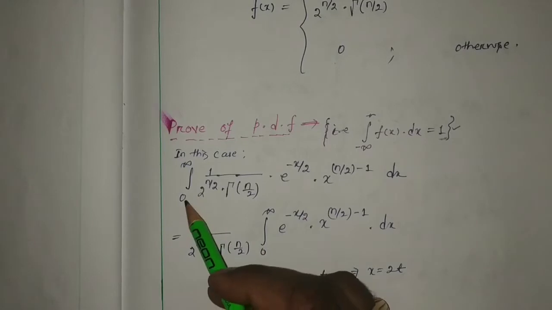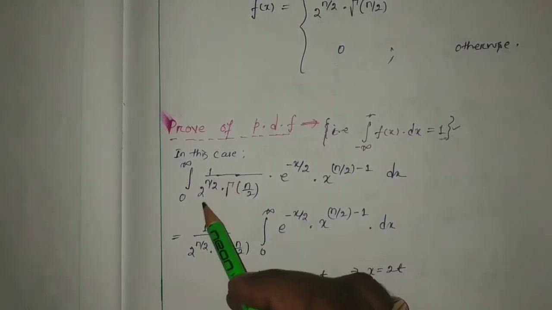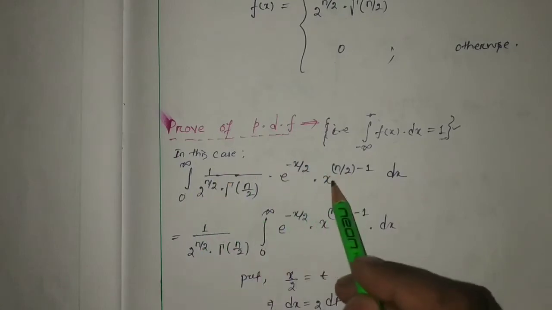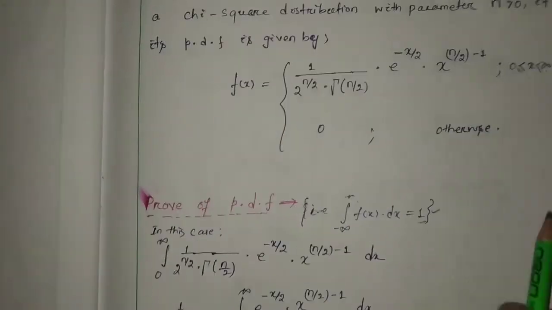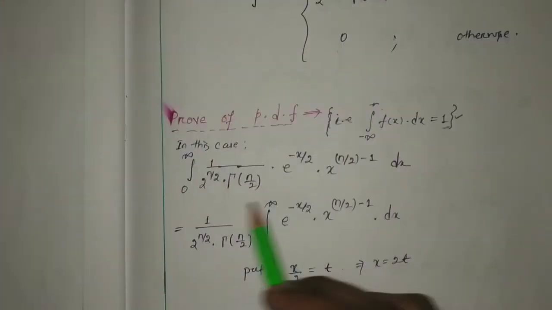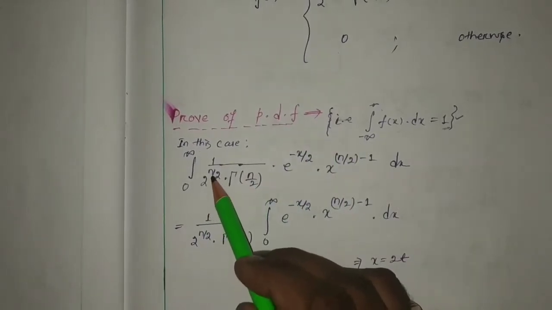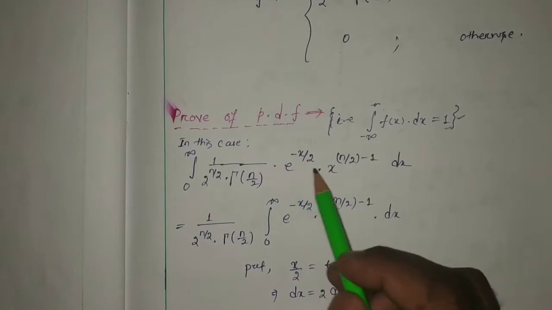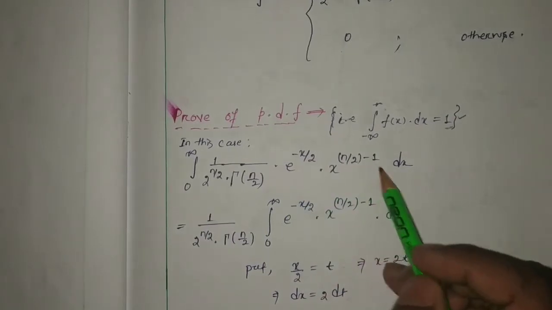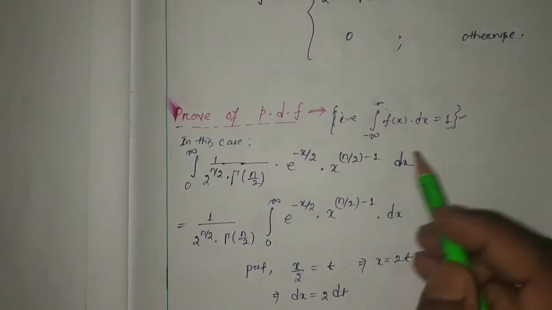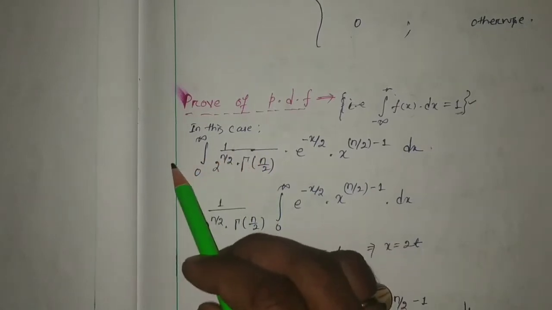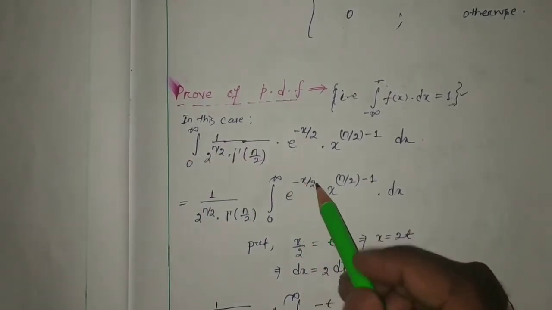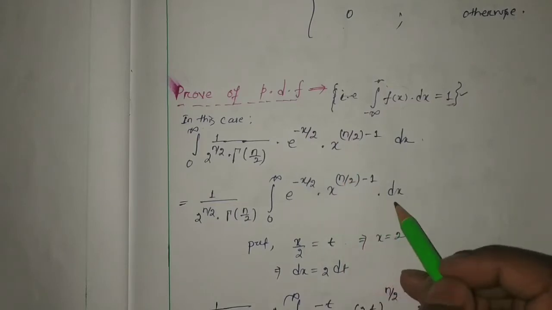So we consider the integration limit 0 to infinity of 1 by 2 to the power n by 2, that is our PDF, into dx. The same thing I have written here: 1 by 2 to the power n by 2 into gamma n by 2 into e to the power minus x by 2 into x to the power n by 2 minus 1 into dx. The constant is taken outside. Here we have e to the power minus x by 2 into x to the power n by 2 minus 1 dx.